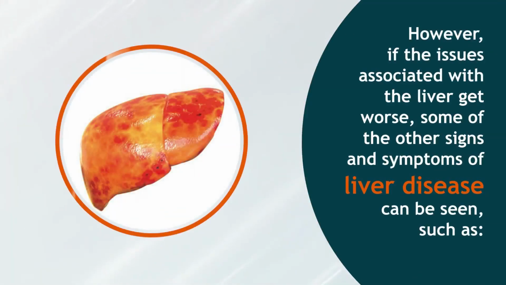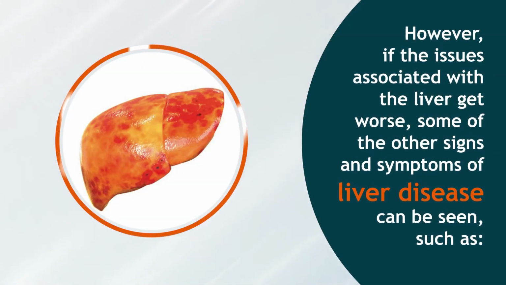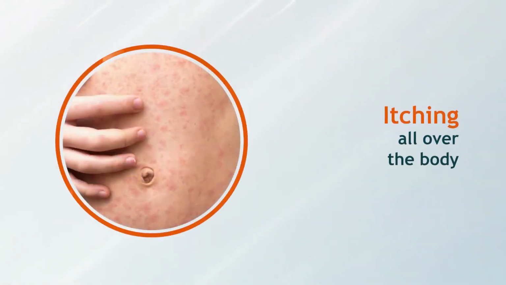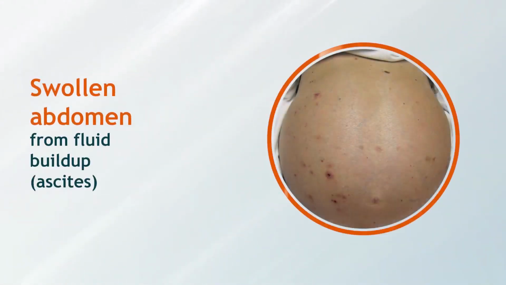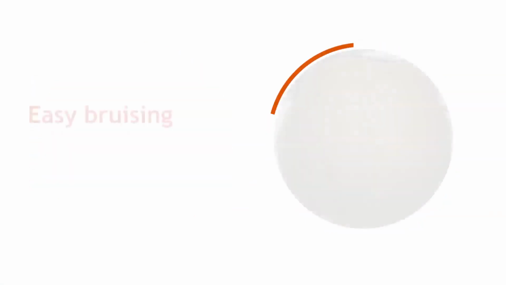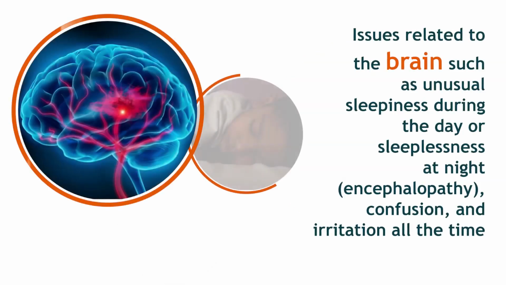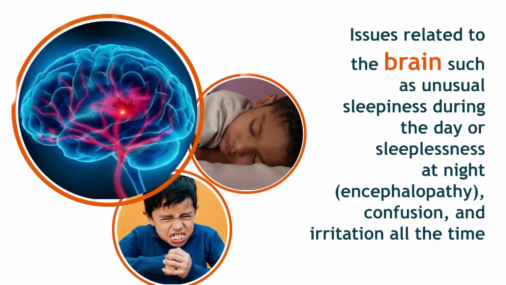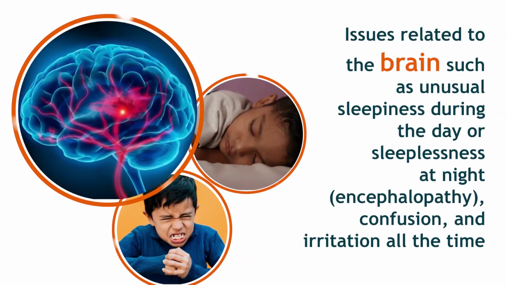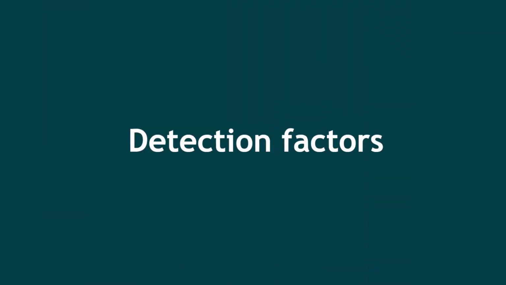However, if the issues associated with the liver get worse, some of the other signs and symptoms of liver disease can be seen, such as itching all over the body, swollen abdomen from fluid buildup, ascites, dark urine, easy bruising or bleeding for a long time. Issues related to the brain, such as unusual sleepiness during the day or sleeplessness at night, encephalopathy, confusion and irritation all the time.